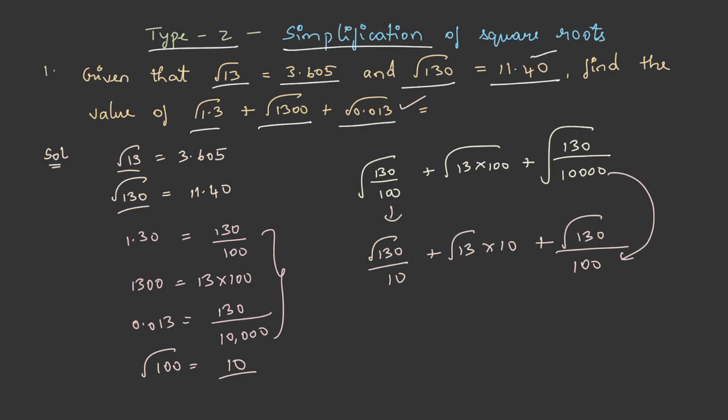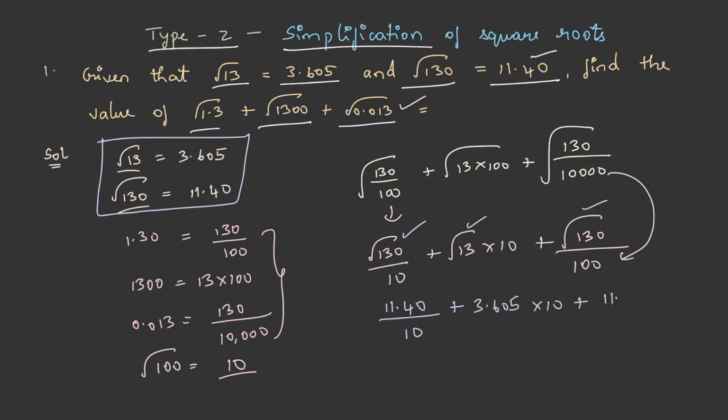Now let's get back to the question. The data given is square root of 13 is equal to 3.605 and root of 130 is 11.40. Let's substitute here. It becomes 11.40 by 10 plus 3.605 into 10 plus 11.40 by 100. And this will become 1.14 plus 36.05 plus 0.114 on simplification. And the final value will be 37.304. This is the answer.